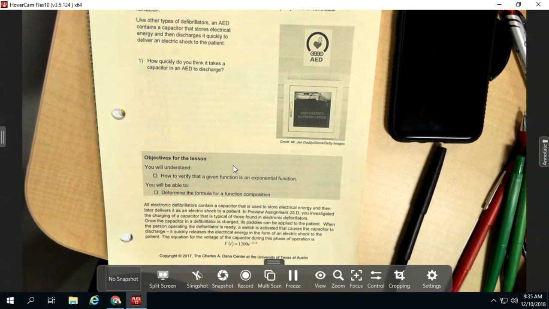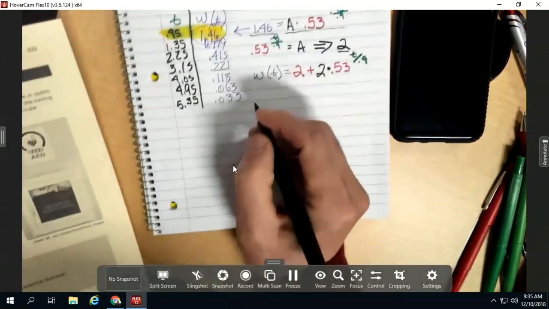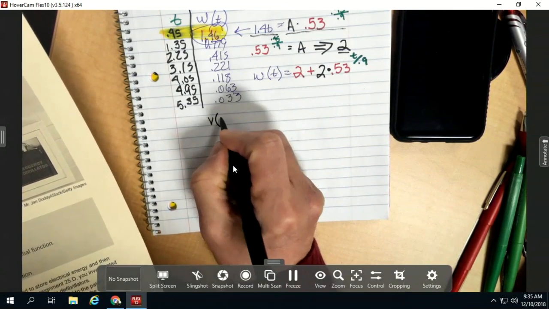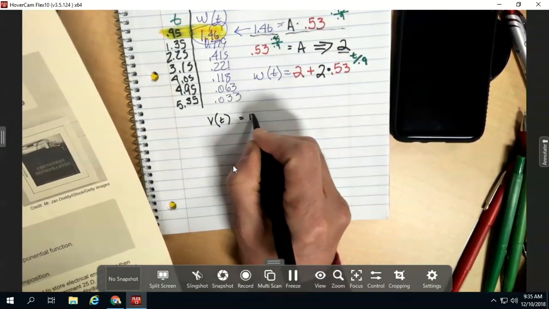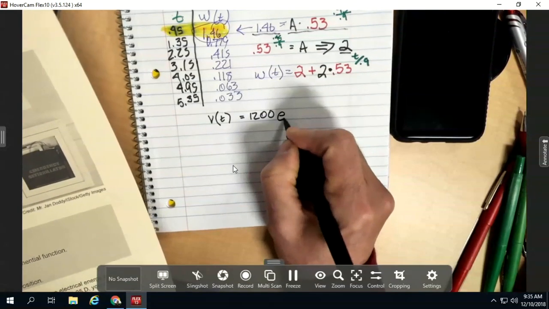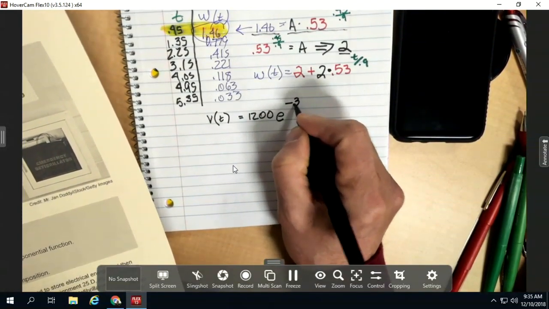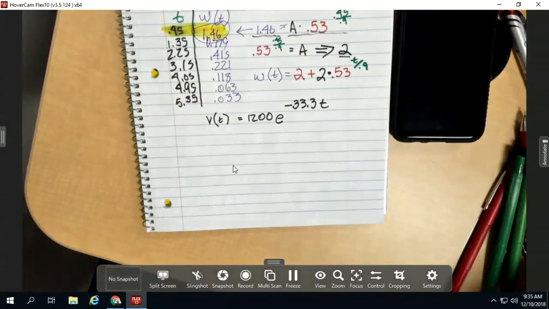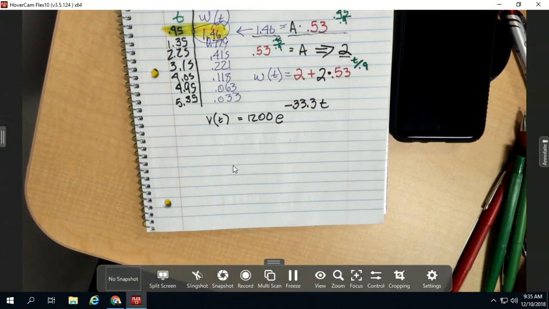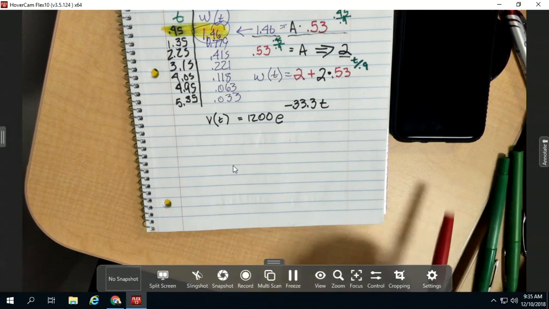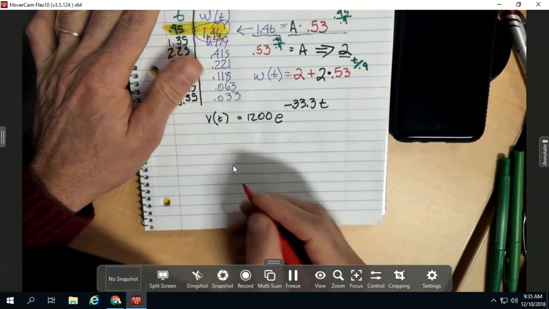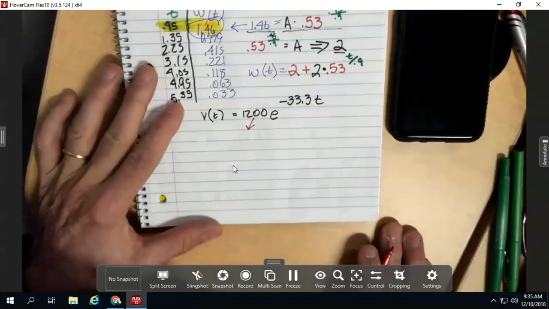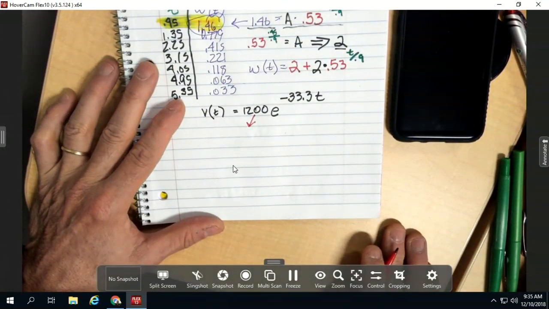Here's the formula that they have for our capacitor: voltage as a function of time is 1200 e to the negative 33.3 t. Let's go through it and see if we can figure out what we know this means. This part here, what does that first number always mean? Good.